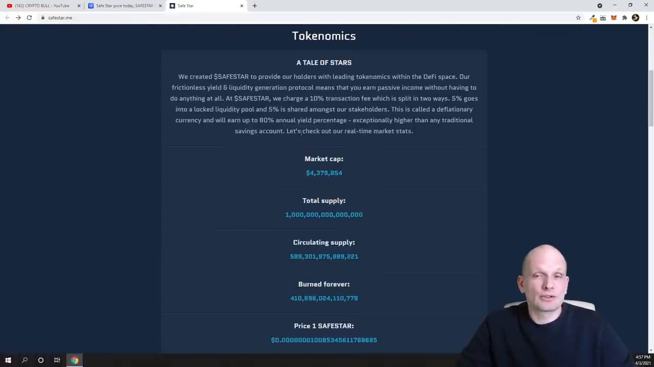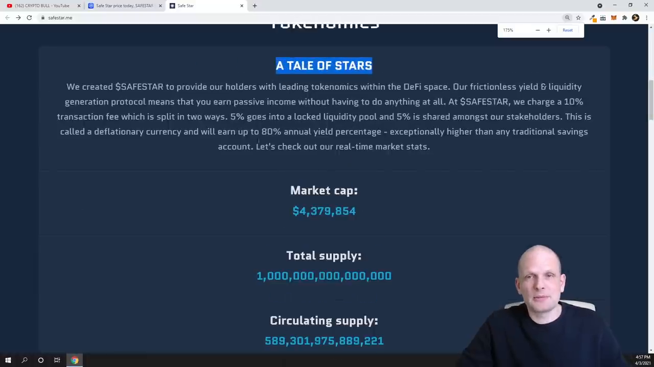And now let's talk about the project itself, a tale of stars. We create Safestar to provide you, actually I will make it a little bit bigger so you can also see.